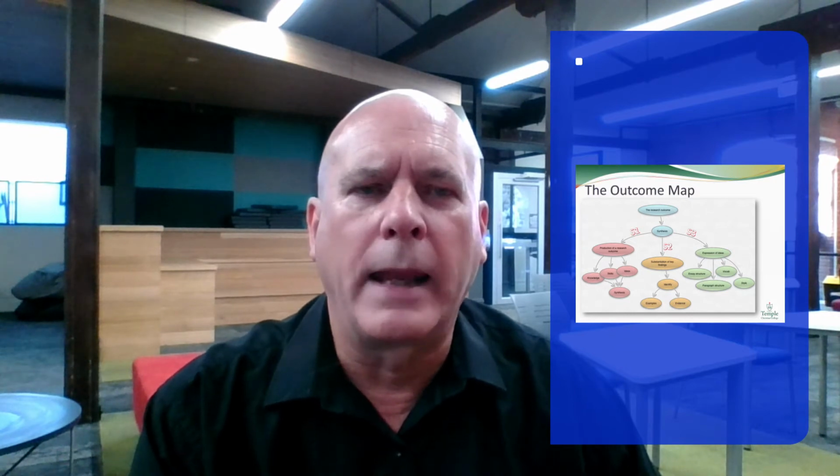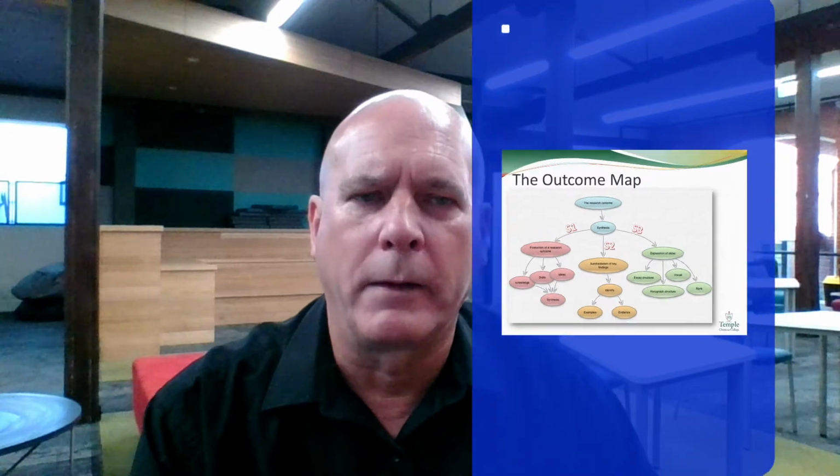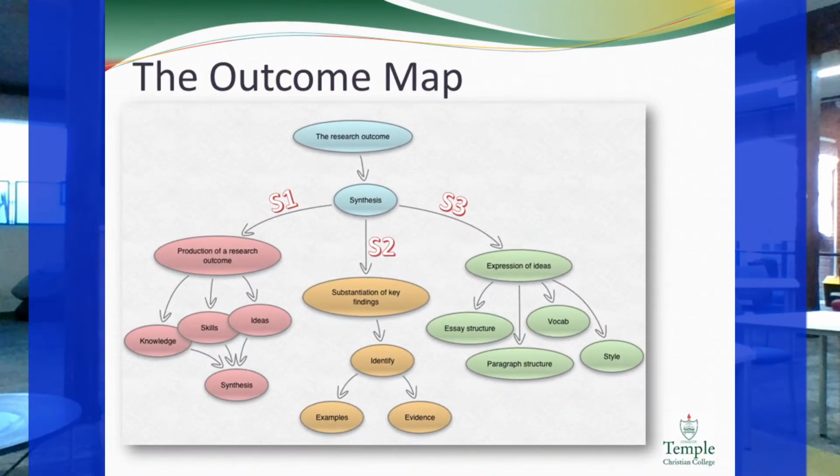Now representing this a different way, I've got an outcome map here. Just a different way of showing the same things. So the outcome map, research outcome is broken up into 3 areas, S1, S2, and S3. S1 is about synthesis, knowledge, skills, and ideas, and the production of the research outcome. All of that becomes S1.